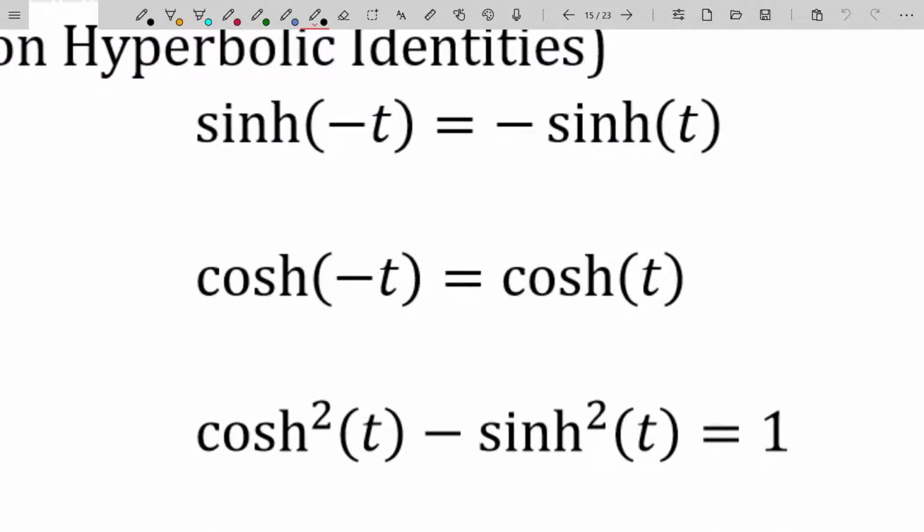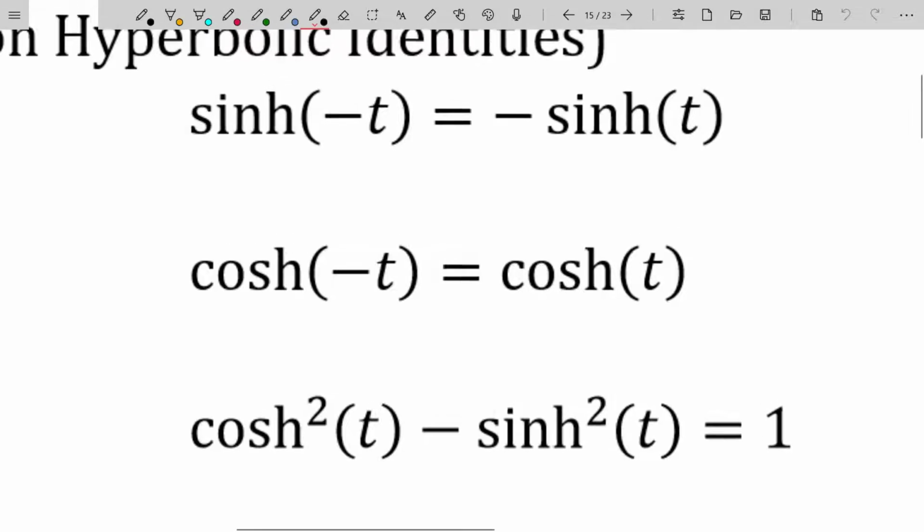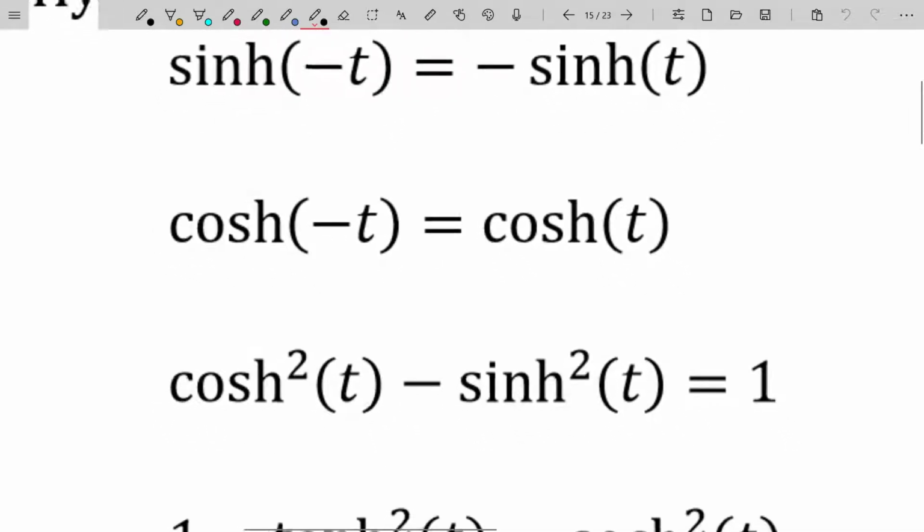Here's where we start to step away from the same exact results. So we know for the trigonometric functions, cosine squared of t plus sine squared of t is equal to 1. Because the hyperbolic identities are based on the hyperbola, which is x squared minus y squared, the cosh squared of t minus sinh squared of t is equal to 1. So it is not an addition, it's a difference identity.